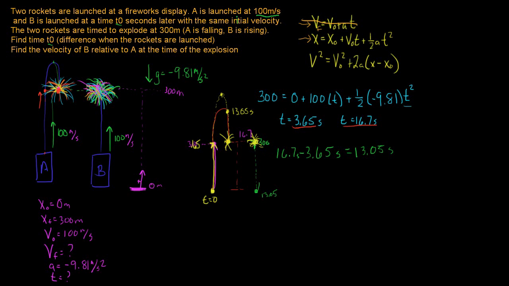So the second part of the question, this is the first part right here. The second part of the question asks us to find the velocity of B relative to A at the time of the explosion. So let's look at the velocity of B first. The velocity of B is the second firework. So we know it has an initial velocity of 100 meters per second, and it has an acceleration of 9.81 meters per second squared, and the time it's in the air is 3.65 seconds.